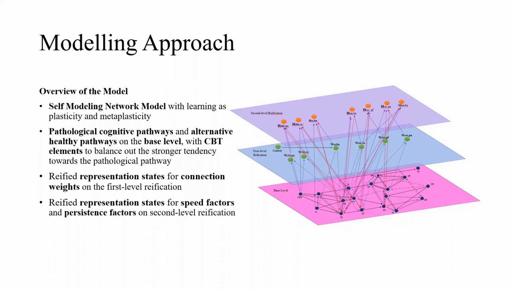Basically, the CBT elements will change the unhealthy pathways to a healthier way. And this change is represented through learning. And this learning is represented on the first reification level through W states, and then again on the second reification level through H states, which basically just represent the speed of learning that takes place.